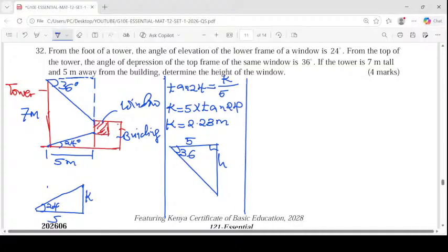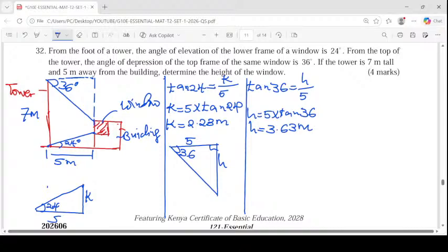Because I know this is opposite and adjacent still. So I'll talk about tan 36 is equivalent to the opposite, which we say to be h, over adjacent, which is 5. Then it means our h will be given by 5 multiplied by tan 36. So our h will be 5 times tan 36. This became 3.63 meters.